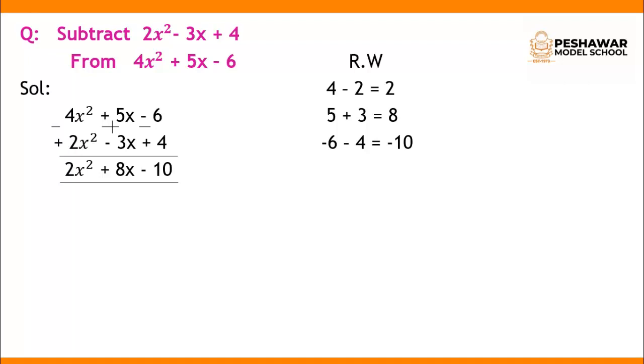So the answer is: 4 minus 2, that is 2x square, plus 8x minus 10. How do we add their coefficients? 4 minus 2, that is 2x square. Then 5 plus 3, that is equal to 8, plus 8x. Then minus 6 minus 4 is equal to minus 10. We write here minus 10.